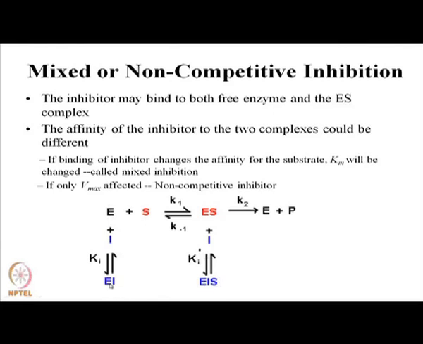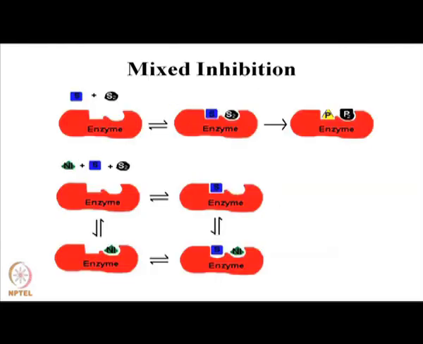Okay. So, if Km is changed, it is called mixed. If only Vmax is affected, it is called non-competitive inhibitor. Okay. You see mixed inhibition, substrate, okay, enzyme, this is another substrate.